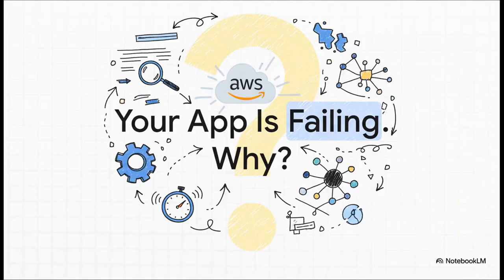So your app is failing. Why? I mean, that's the question, right? It's what keeps developers up at night. One single user reports an issue, and suddenly you're lost in this digital labyrinth. With so many moving parts, where do you even begin to look?